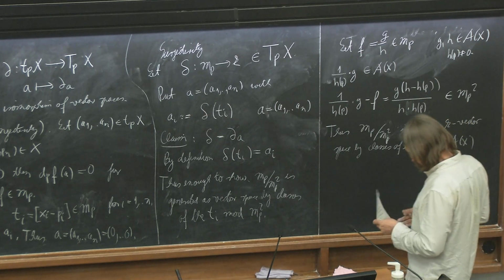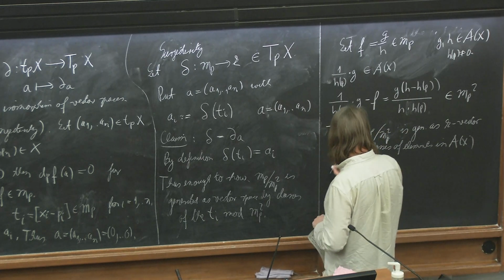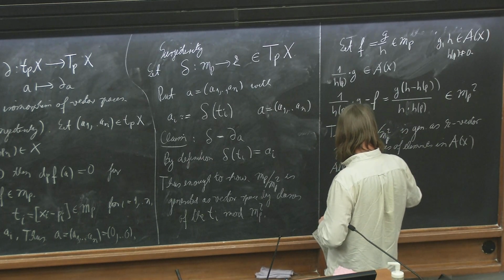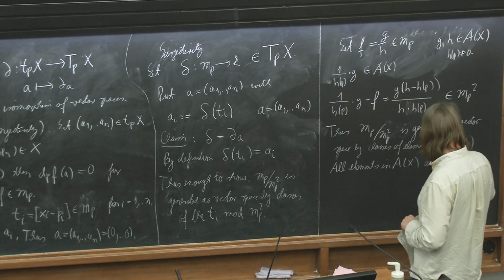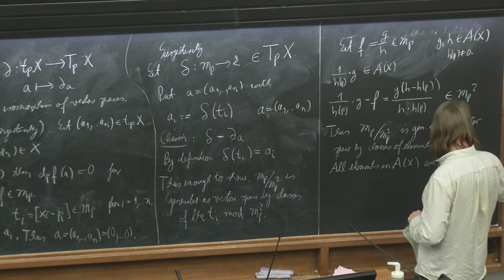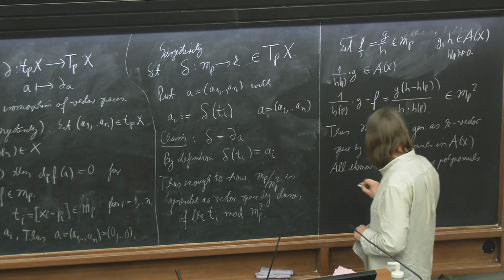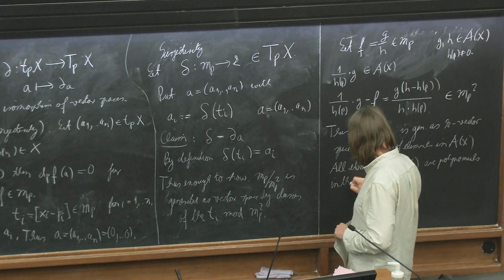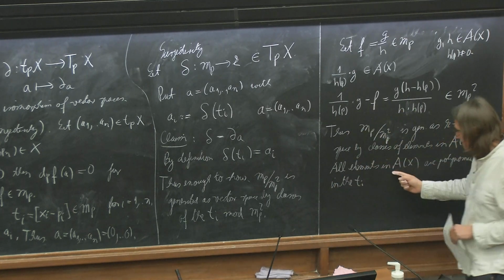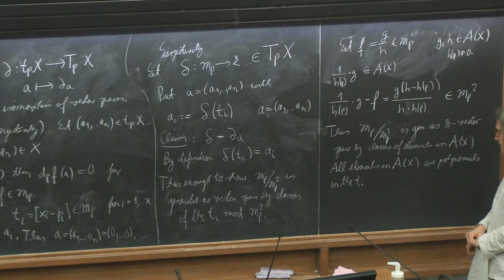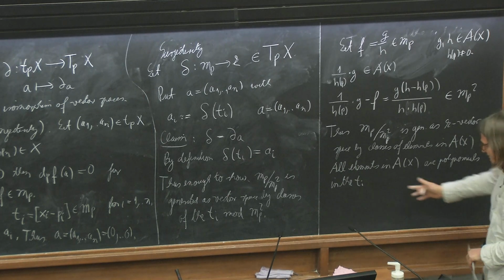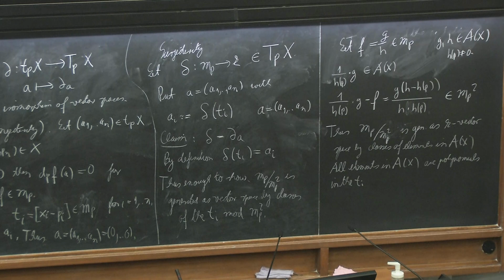Okay, so I don't need to deal with quotients. And now you can easily see that all elements in AX are polynomials in the Ti, just because every element in AX is a class of a polynomial modulo the ideal of X, and obviously a polynomial is a polynomial in the variables xi, and if I take, then I shift back to 0, but otherwise it's the same.